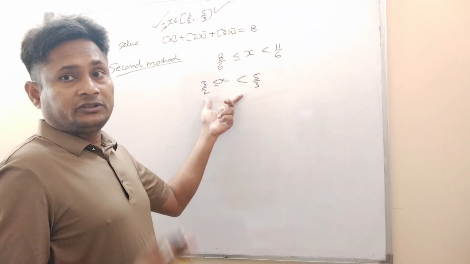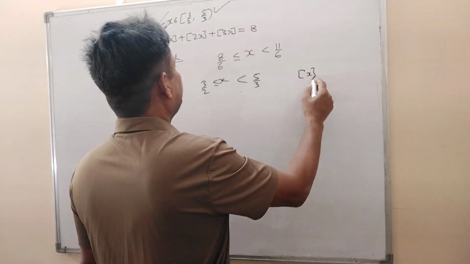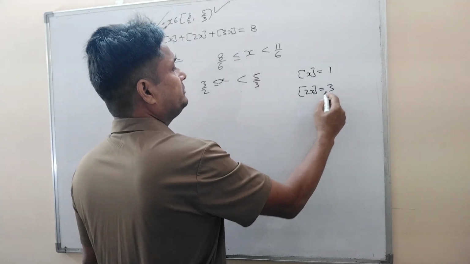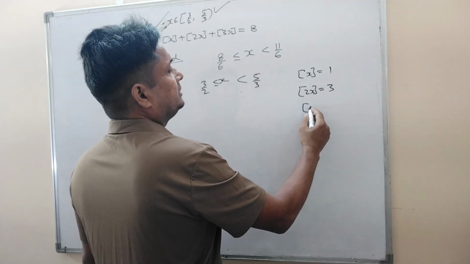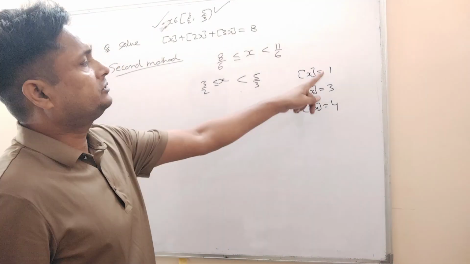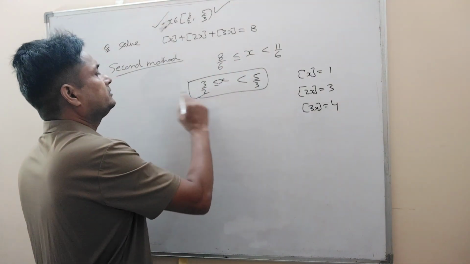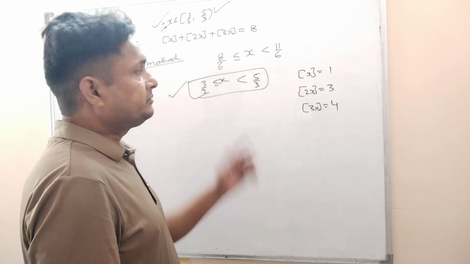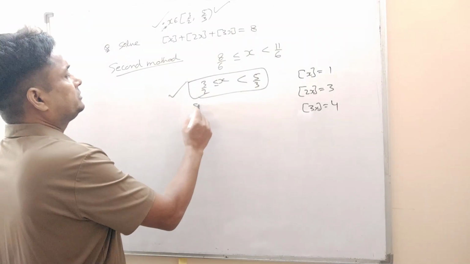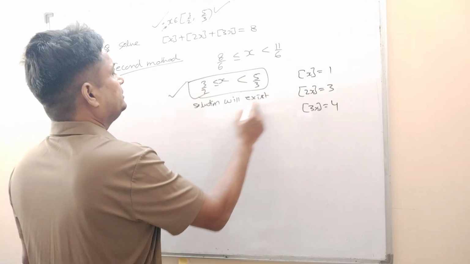We have the next interval in which they have changed their value. In this interval, greatest integer of x will be 1, greatest integer of 2x will give you 3, and greatest integer of 3x will give you 4. In this interval, if you sum, left hand side will be equal to right hand side. So this is our solution interval. Solution will exist in this interval.